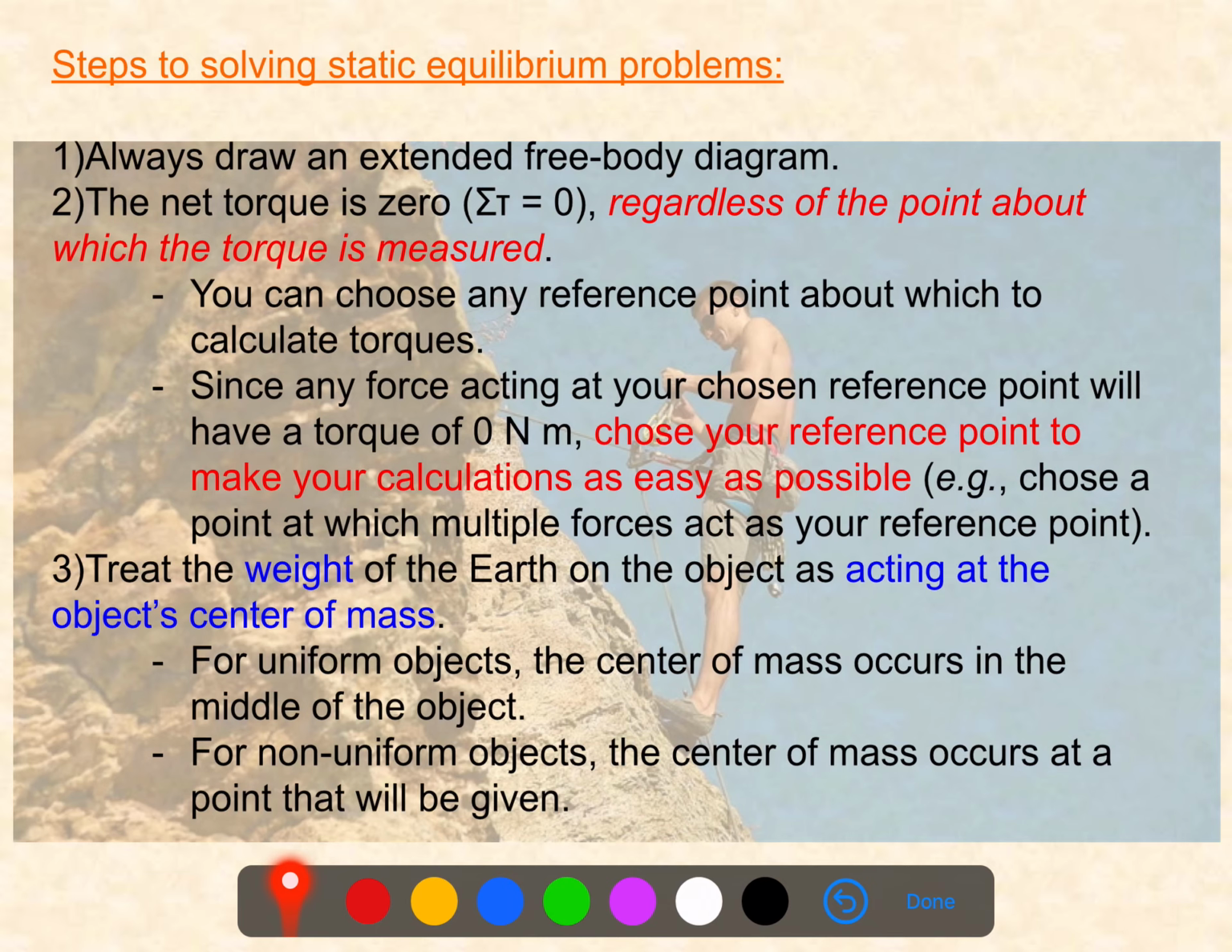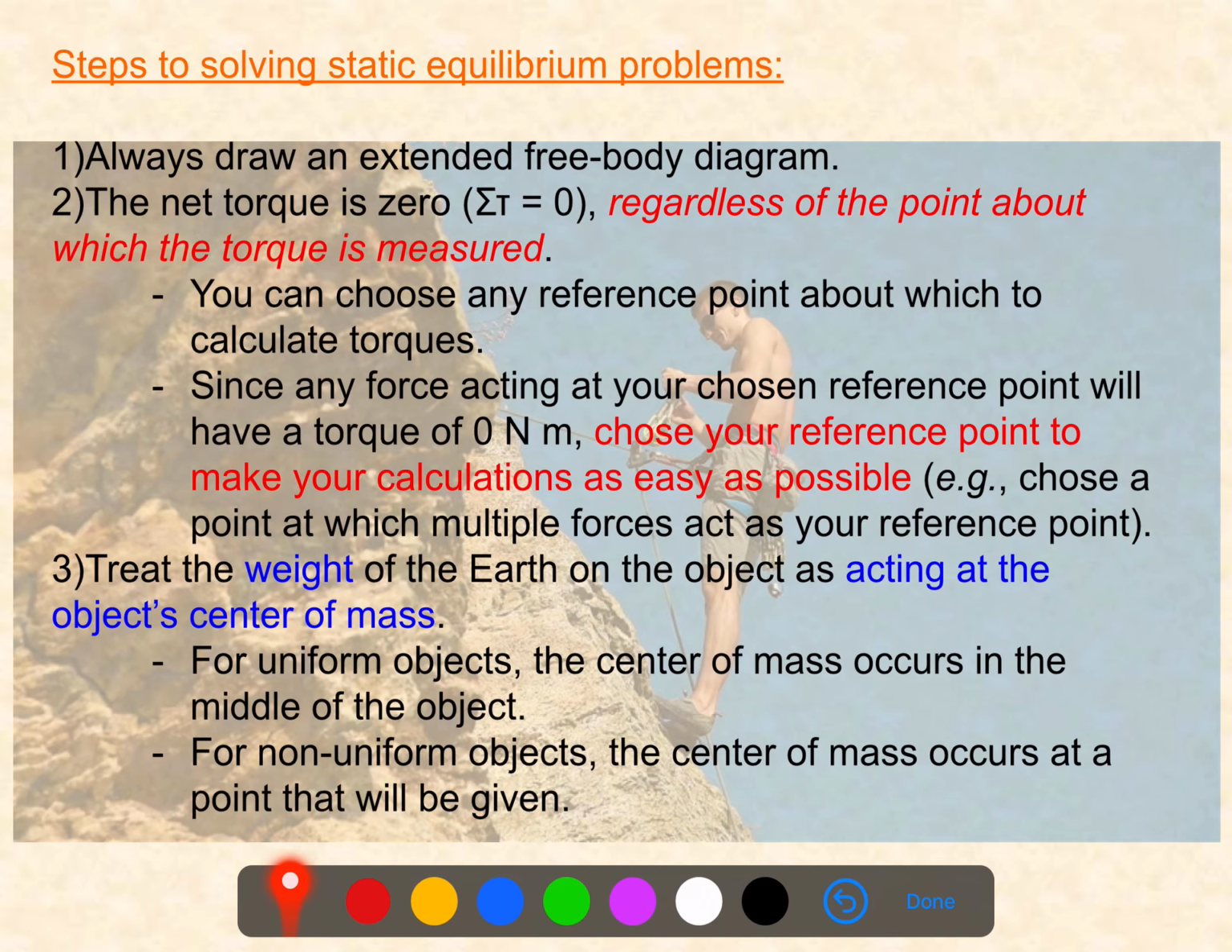Number two is that it's helpful if you can choose a reference point around which you are measuring your torques that actually makes your calculation easier. What do I mean by that? Well, if you can choose a reference point where a force is acting so that it has no lever arm, i.e. r equals zero, then you know that that torque will not go into your sum. And you are free to make this choice just as you are free to make any kind of choice in terms of coordinate systems.